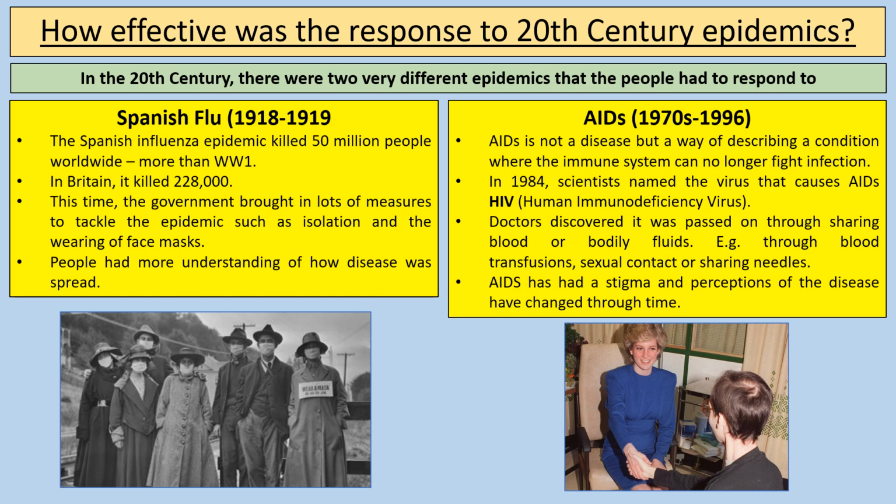But this time, the government brought in lots of measures to tackle the epidemic, such as isolation and the wearing of face masks. People had more understanding of how the disease was spread. So the actual response to Spanish flu was far superior than to the other epidemics.